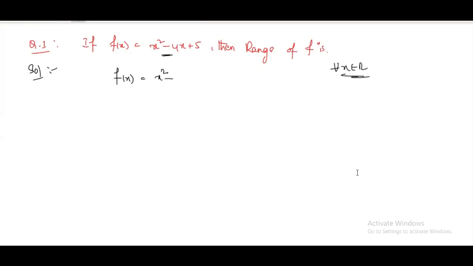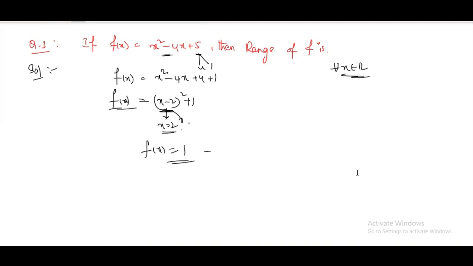In the simplest way, I'll write this as x square minus 4x. This 5, I'll write like 4 plus 1. So plus 4 plus 1. So I can write f of x like x minus 2 whole square plus 1. It will become 0 when x is equal to 2. You will substitute 2, this will become 0, then f of x value becomes 1. So this will be the minimum value that you will get.